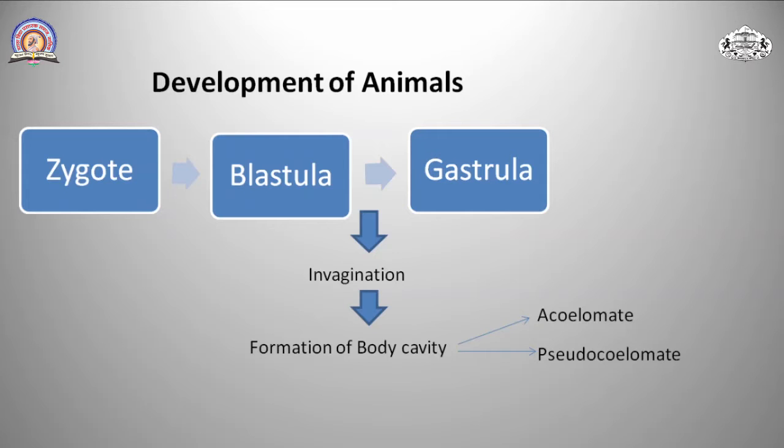The acoelomate animals are those in which the body cavity is absent. Second, the pseudocoelomate animals are those in which a false cavity is developed. This is the pseudocoelomate. And the last are those animals that have a full, true, or fully developed cavity. This is known as the coelomate animal.